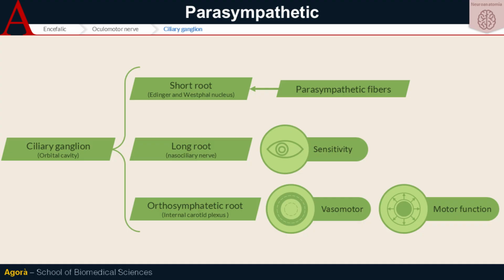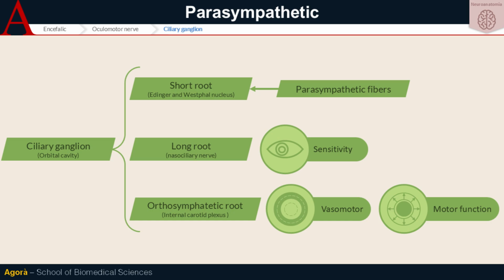The long root consists of sensory fibers that originate in the nasociliary nerve, which is the branch of the ophthalmic nerve, a division of the trigeminal nerve. They are responsible for eye sensitivity. The orthosympathetic root stems from the internal carotid plexus of the orthosympathetic nervous system. These fibers play a vasomotor function, thus vasodilation and vasoconstriction, and a motor function on the pupil dilator muscle.